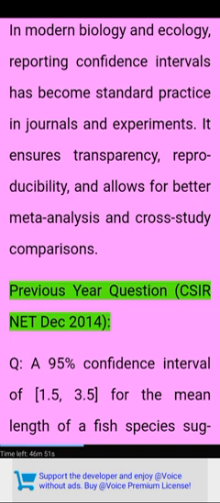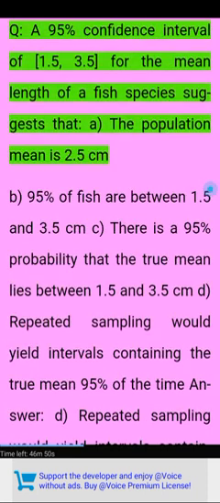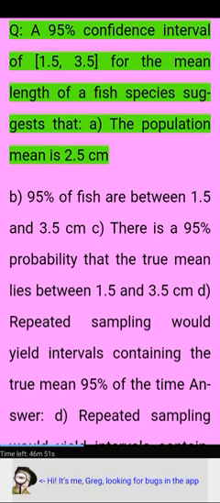Previous year question, CSIR NET December 2014. Q. A 95% confidence interval of 1.5 to 3.5 for the mean length of a fish species suggests that the population mean is 2.5 centimeters.